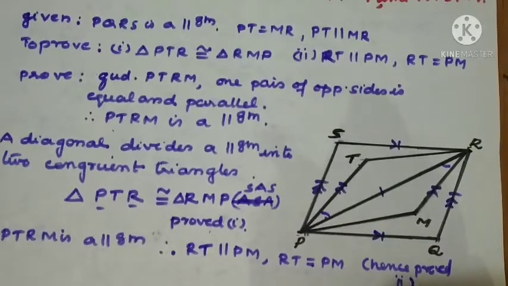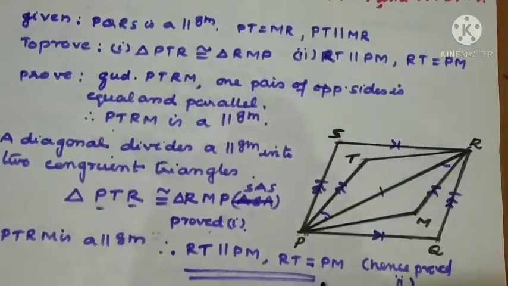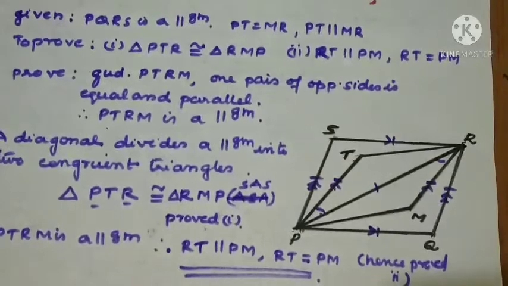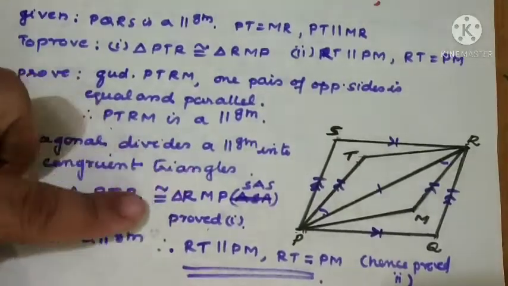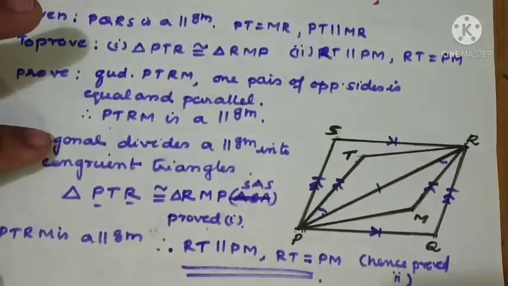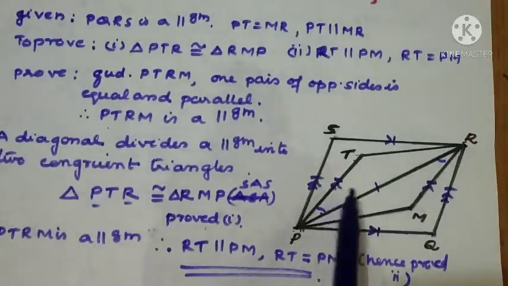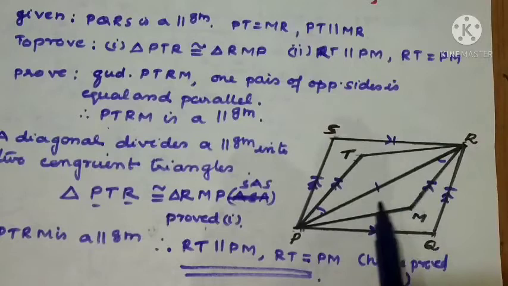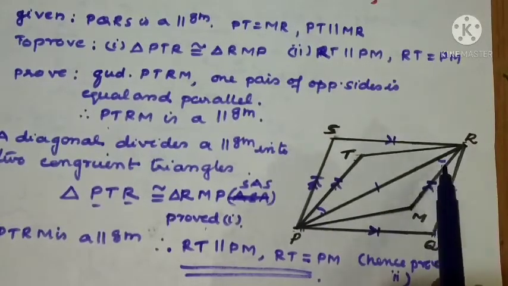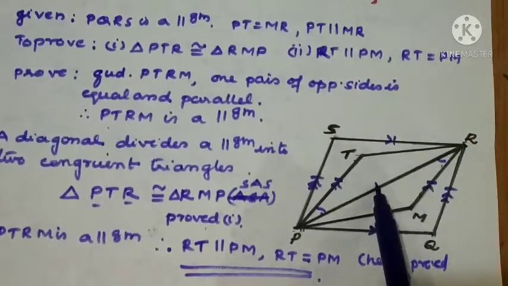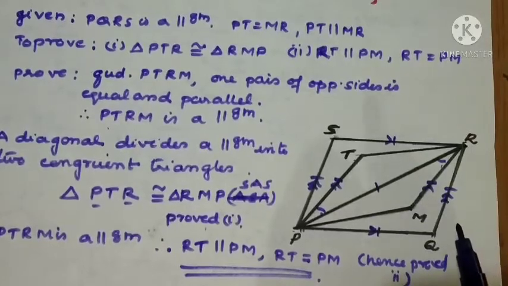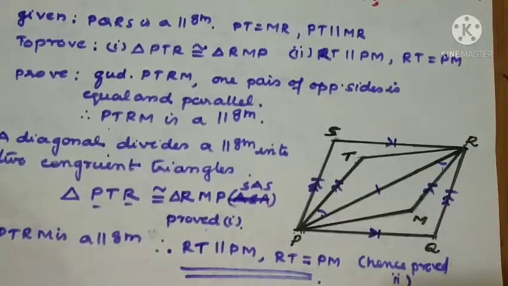The second part. So sometimes if you want to write all the steps here without proving, without using the statement also it is correct only. In that case PT equal to RM is given, angle P equal to angle R, alternate interior angle, then PR equal to PR. SAS criteria we can write that these two are congruent only.